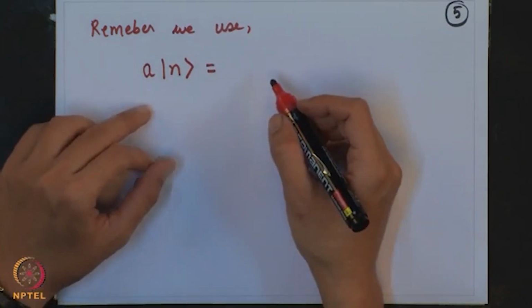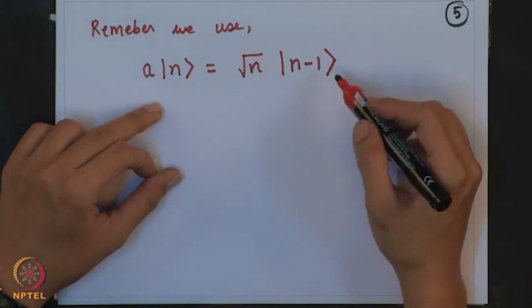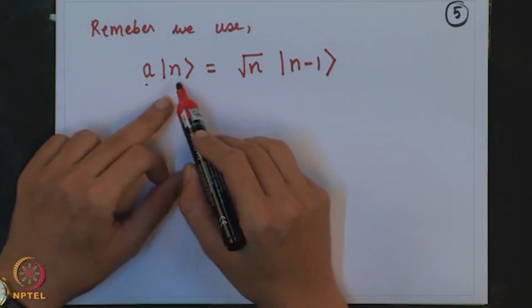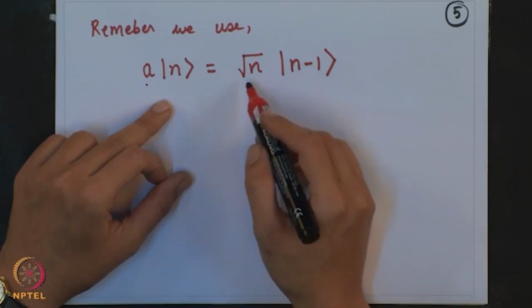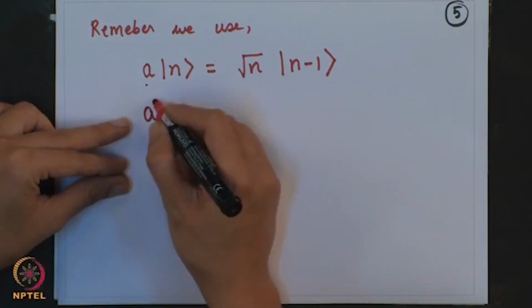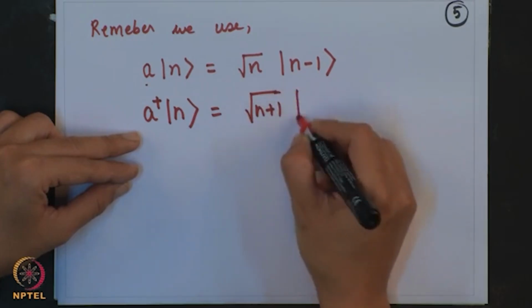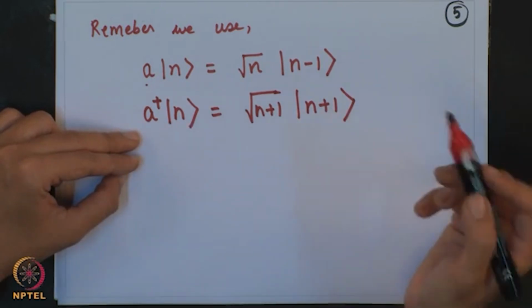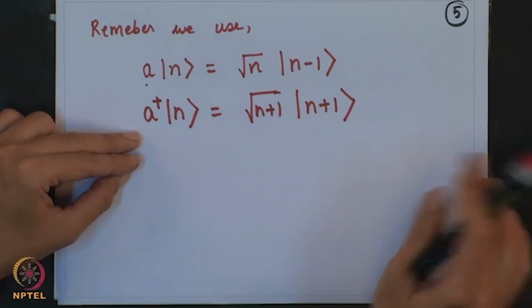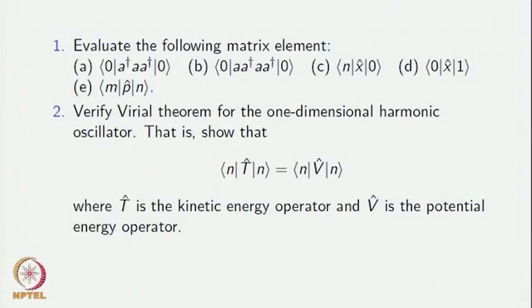When you operate A on the state n, it will take this state to the next lower state, which is n minus 1, with this factor. You have already seen this in your class and proved it in your lecture. So, A dagger when operated on n would give square root of n plus 1 times the state n plus 1. A dagger will take the eigenstate to the next state n plus 1, and you will obtain a coefficient of square root of n plus 1. This you have to remember. So, we have to use this.